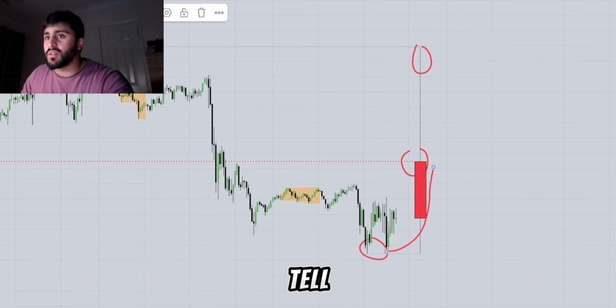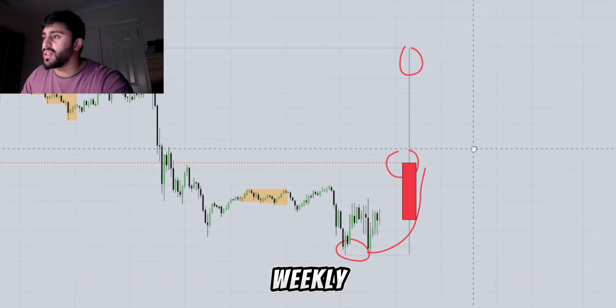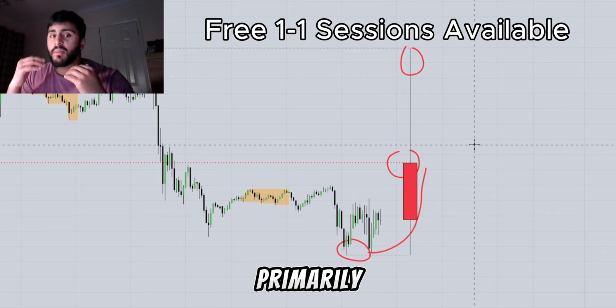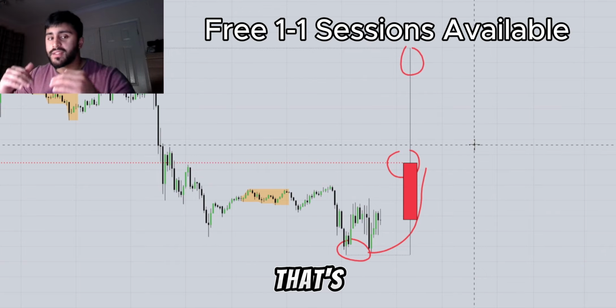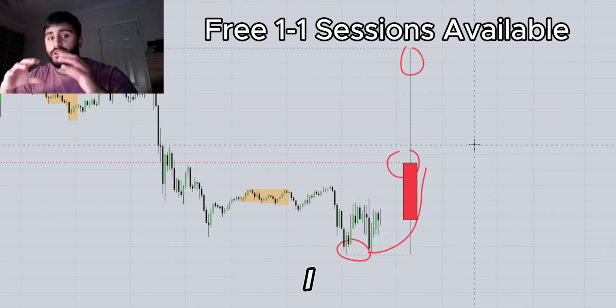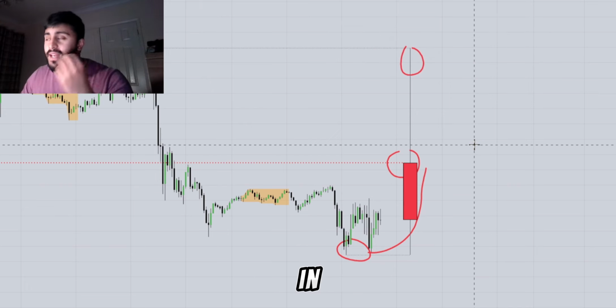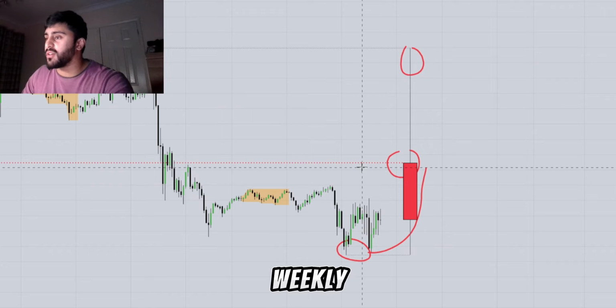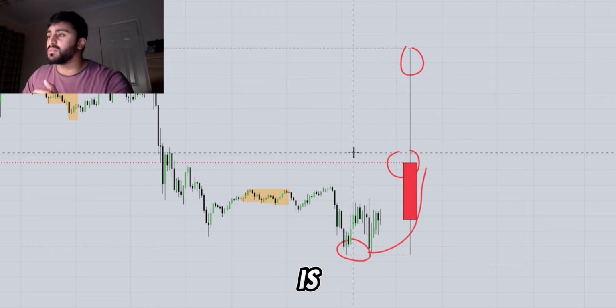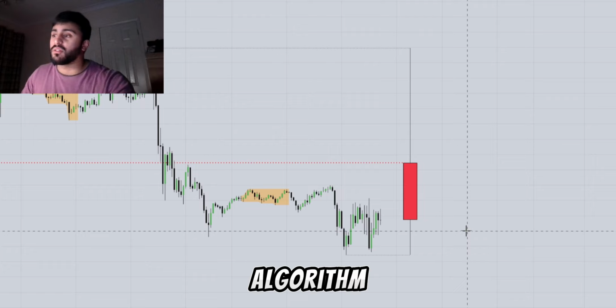So what does that tell me? When I look at price below the weekly opening, I want to be buying primarily below the weekly opening. That's kind of the way I like to operate. I use the weekly power of three just to tell me where we are in line with the weekly opening. We're below this weekly opening price, so I look for buys. That is basically how the algorithm works.